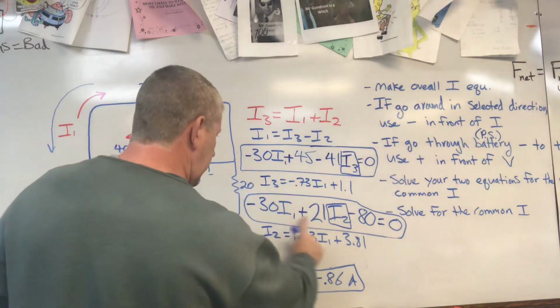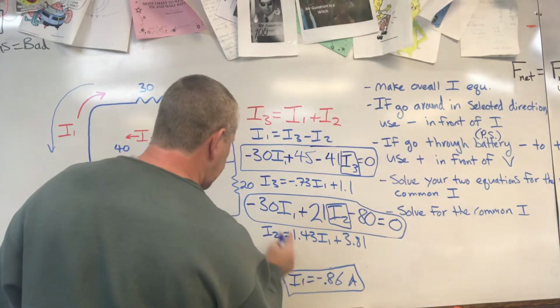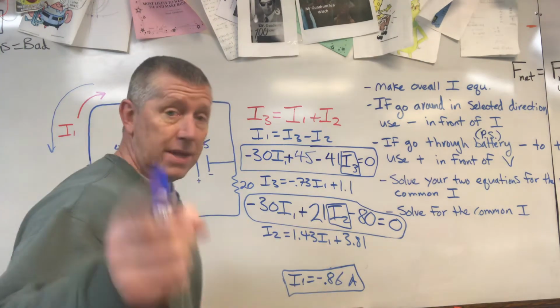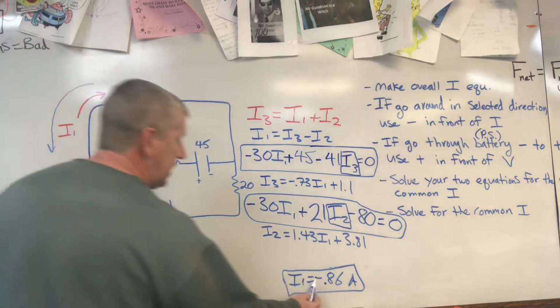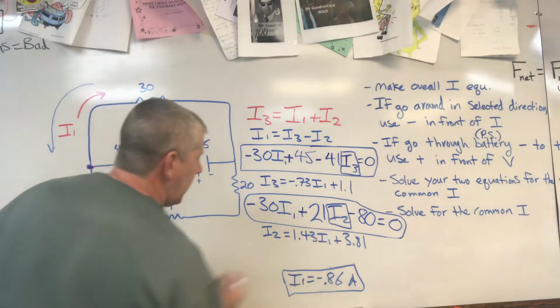Here's my I2 equation. I'm going to take I1 and put it in here. And don't forget the negative, okay? You need that negative in there. It goes along with how you set your math up, so you do need it. So here we go, I'm going to solve for I2.